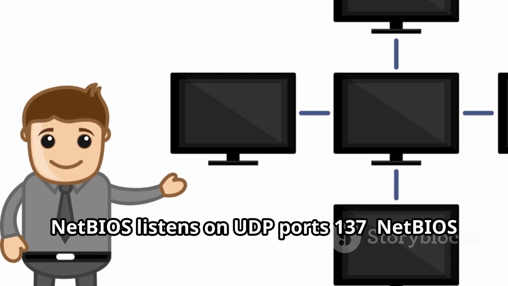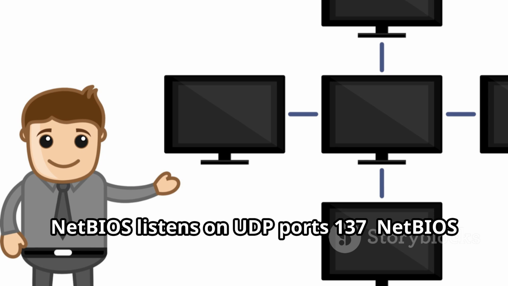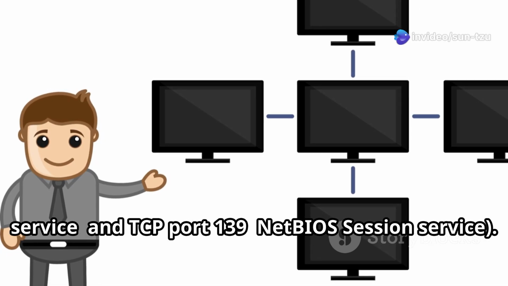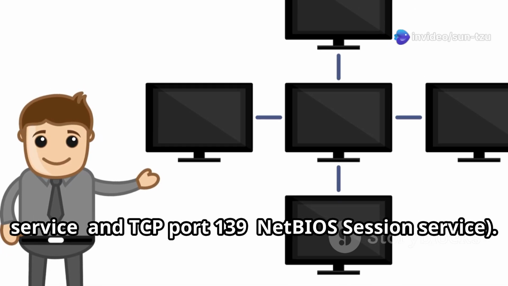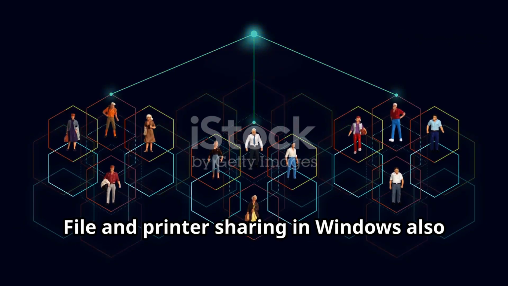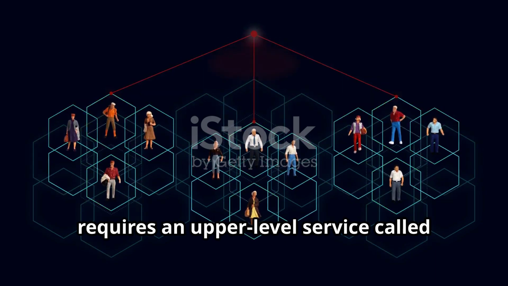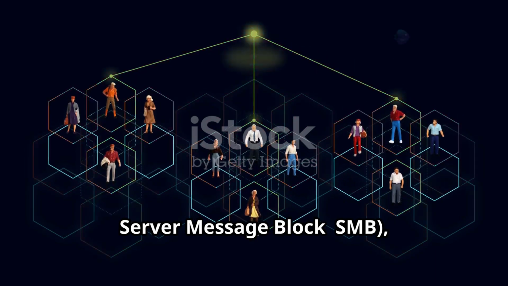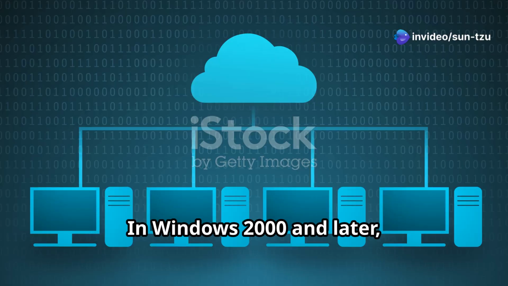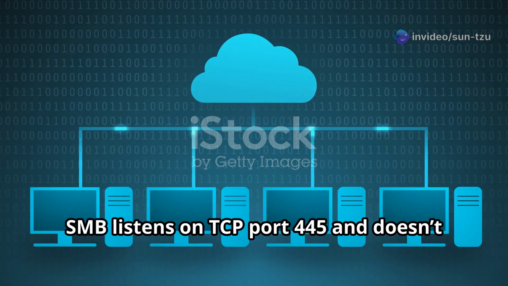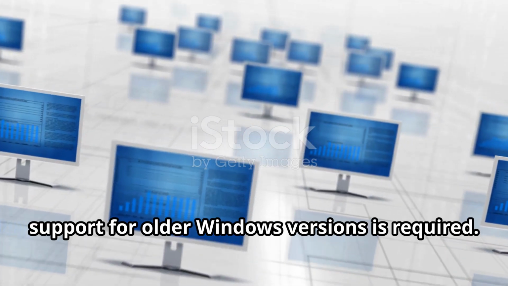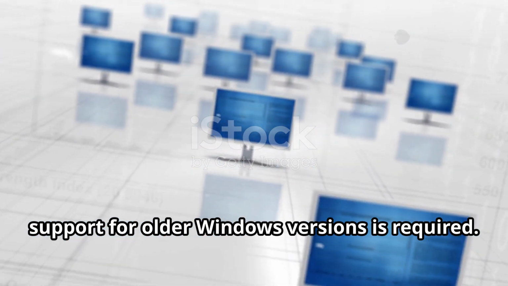NetBIOS listens on UDP ports 137, NetBIOS Name Service, and 138, NetBIOS Datagram Service, and TCP port 139, NetBIOS Session Service. File and printer sharing in Windows also requires an upper-level service called Server Message Block, SMB, which runs on top of NetBIOS. In Windows 2000 and later, SMB listens on TCP port 445 and doesn't need to use NetBIOS over TCP/IP unless support for older Windows versions is required.